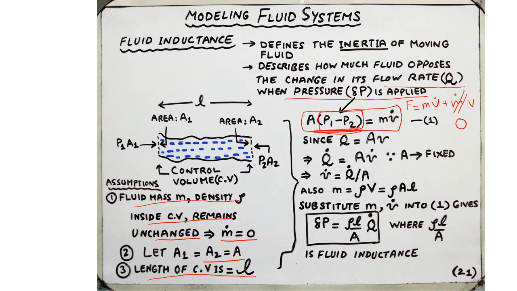The left hand side is essentially representing a force, and we're now going to further expand and say that we wish to relate the pressure with the rate of change of its flow rate. So we need to introduce Q. For that, Q equals area times the velocity.